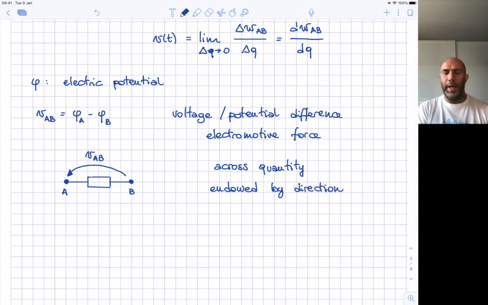This means that we can also define another voltage that is the potential difference between B and A, and this quantity, called V_BA, is nothing but minus V_AB.